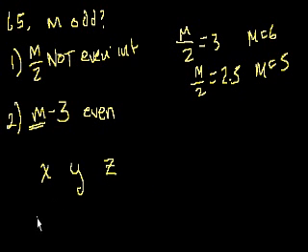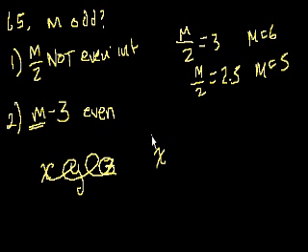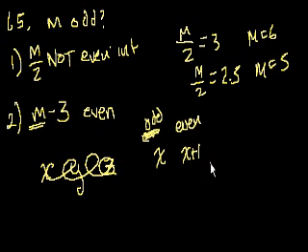And let's say they're consecutive. Actually, let me write it even better. Let's say that x is even. Let's say x is odd. Then x plus 1 is going to be what? It's going to be even, right? The next number will be even. Then x plus 2 is going to be odd.